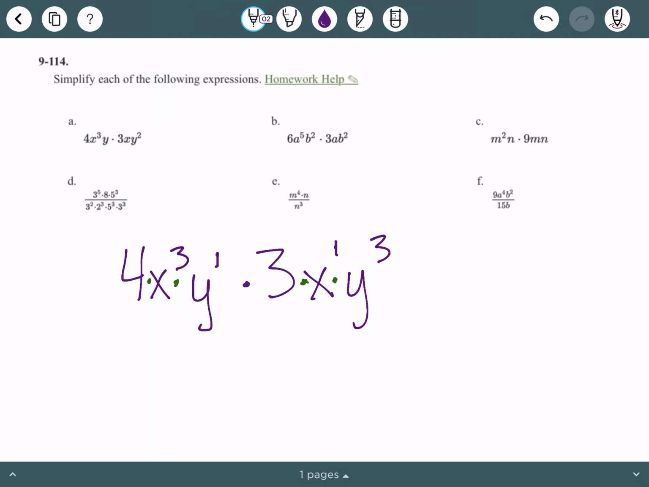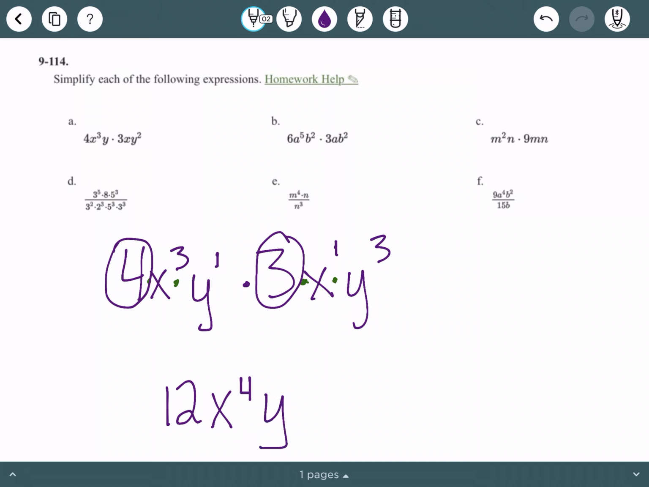Now we can work on combining these. So I have a 4 and a 3 as my coefficients. Those I can multiply together to get a 12. And then I know I have an x. Since we're multiplying, we want to add those exponents. So it's going to be x to the 3 plus 1, which gives me 4. And then y. And we also need to add those exponents.